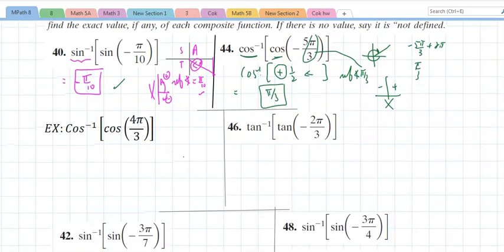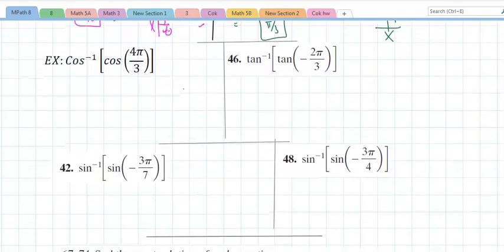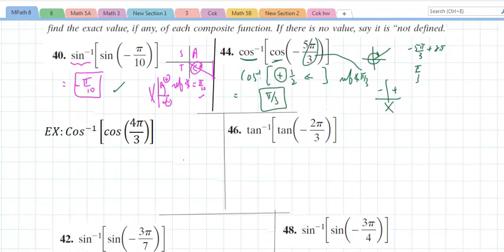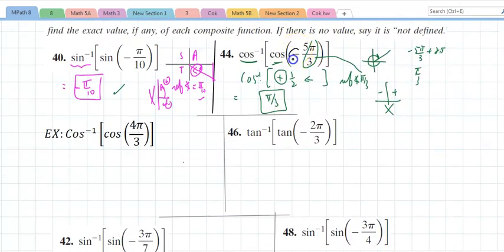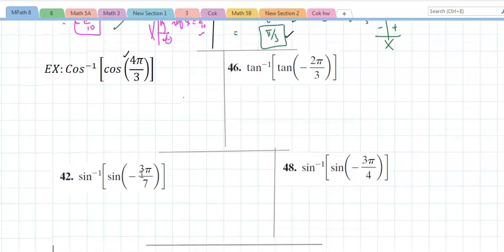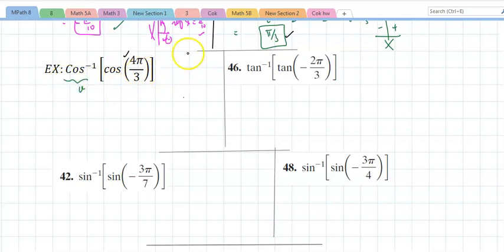And I added an example just to clarify this idea. How about this problem? Because some students tie positive and negative to the angle. Look, this angle is negative, this answer is positive. This angle is positive, and sometimes the value is negative. It doesn't matter. It's not whether the angle is positive or negative. It is which quadrant does the angle end up in. That's what matters. So this is, again, an angle theta, pi over 3.